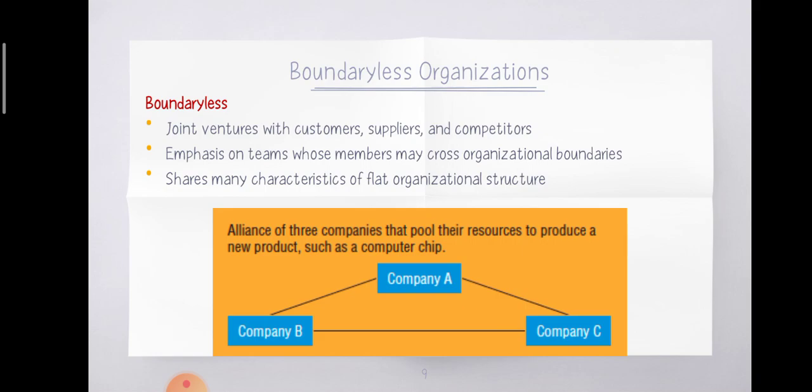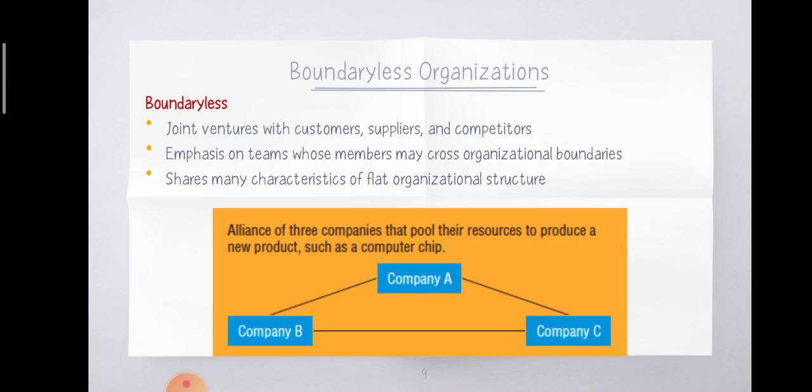Now, a boundaryless organizational structure breaks down boundaries between the organization and its suppliers, customers, or competitors. Is it clear from my examples that the boundaries are broken?